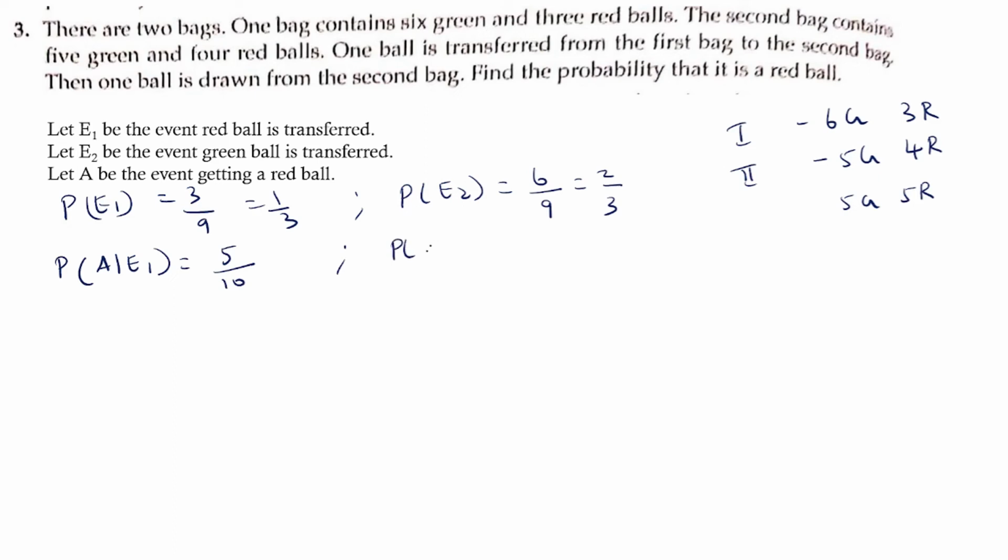And probability of A given E2: if E2 occurs, then a green ball will be transferred. In that case, bag 2 will have 6 green balls and 4 red balls. So probability of A given E2 will be 4 by 10.